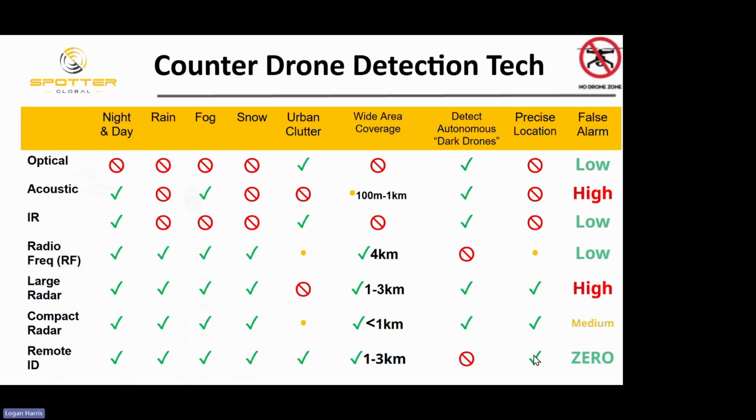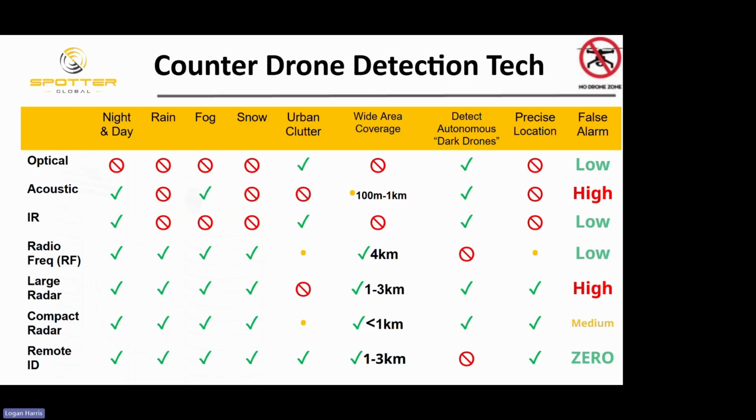Since September of 2022, all commercial drones have been building in this broadcast signal. So think of it as a license plate reader for drones. They broadcast this signal, or if you're familiar on the flight side, ADS-B is like a transponder that broadcasts the signal of where the aircraft is located, as well as their identifying information. Same thing with remote ID. It does the same thing.